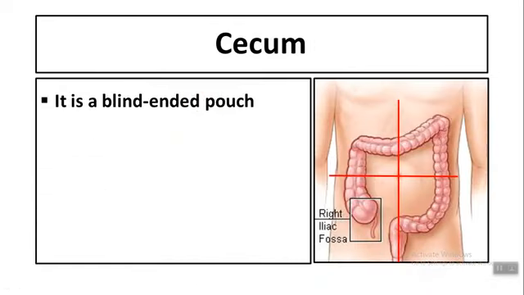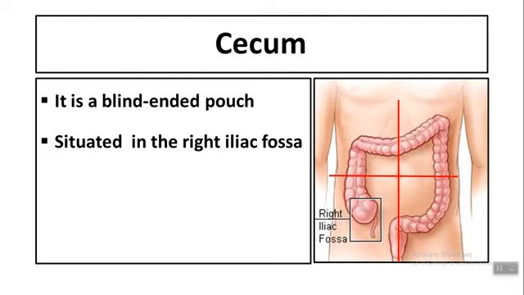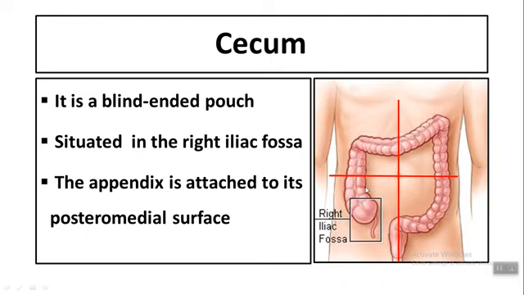We will take the first part of the large intestine, which is the cecum. The cecum is a blind-ended muscular pouch situated in the right iliac fossa. The appendix is attached to its posterior-medial surface. So this is the first part of the large intestine, the cecum.